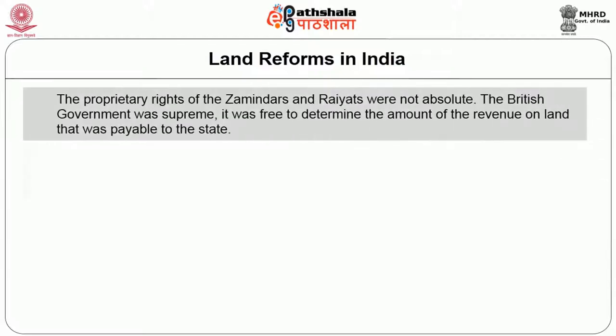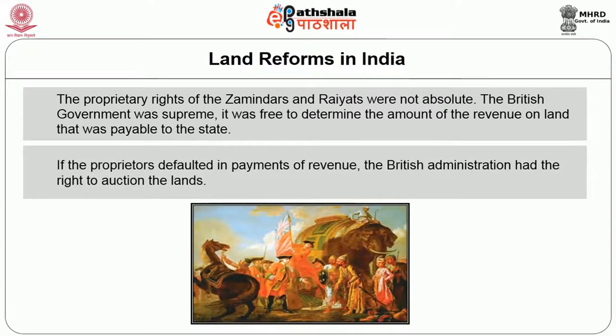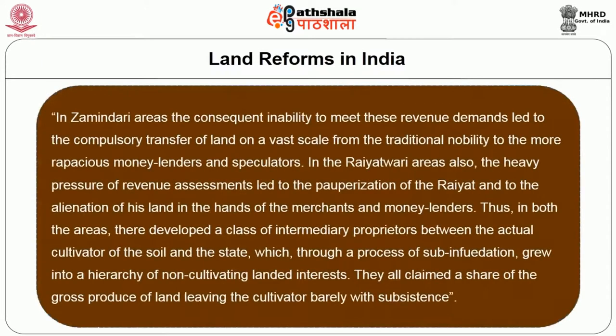The proprietary rights of the zamindars and raits were not absolute. British government was supreme. It was free to determine the amount of revenue of land that was payable to the state. If proprietors defaulted in the payments of revenue, the British administration had the right to auction the land. In zamindari areas, the consequent inability to meet these revenue demands led to compulsory transfer of land on a vast scale from the traditional nobility to the more rapacious money lenders and speculators.